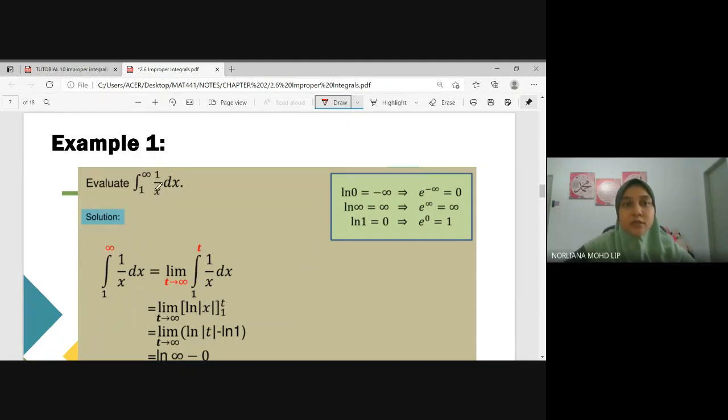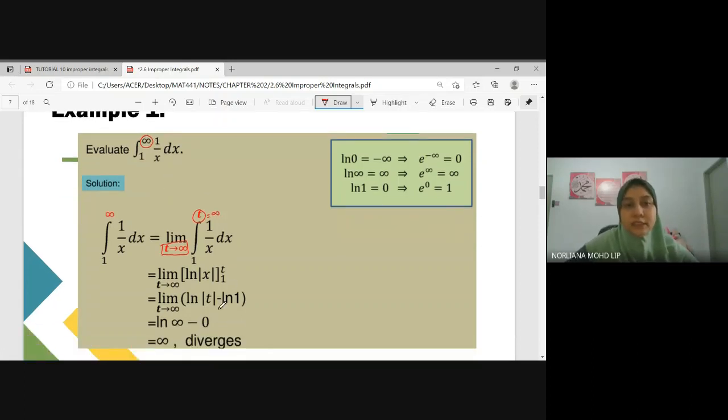Example 1: evaluate the integral of 1 over x from 1 until infinity. Here there is infinity, so automatically you have to use the concept of improper integral. We let the limit as t approaches infinity of the integral of 1 over x dx from 1 to t, where t is the infinity from before. Copy it again: limit t approaches infinity, then integrate 1 over x. 1 over x integrates to ln x, from interval 1 until t.